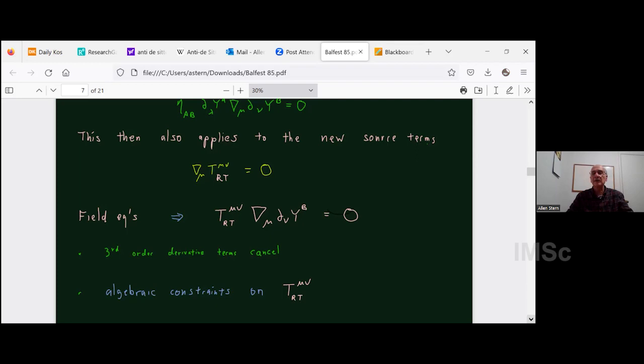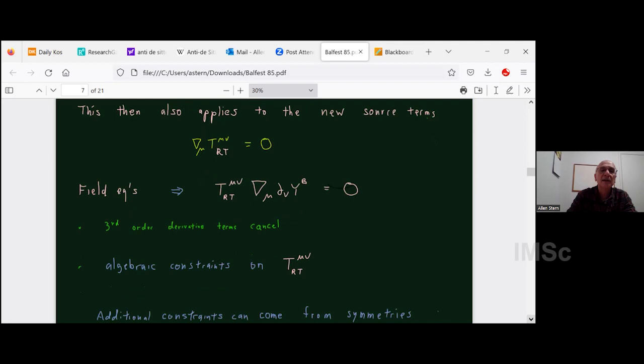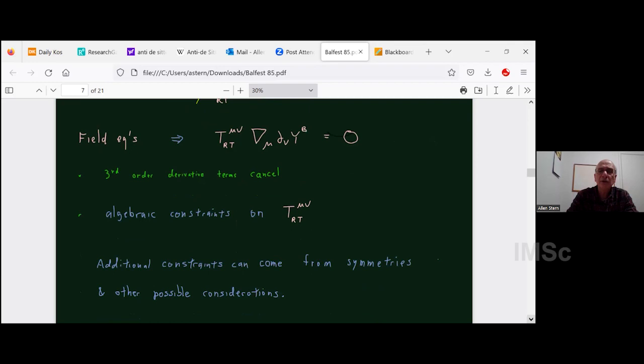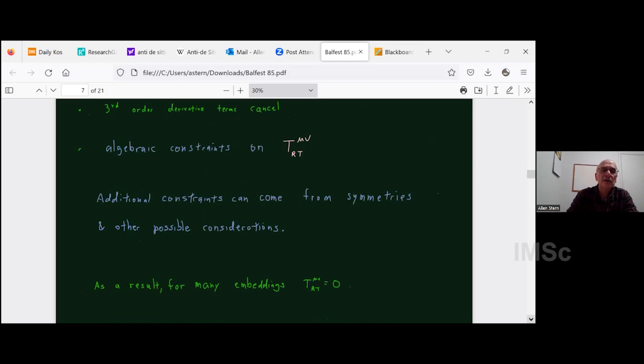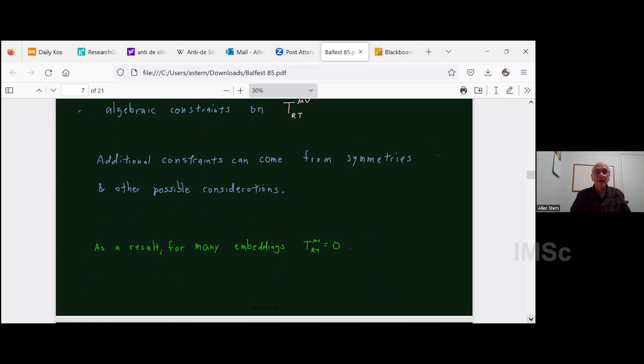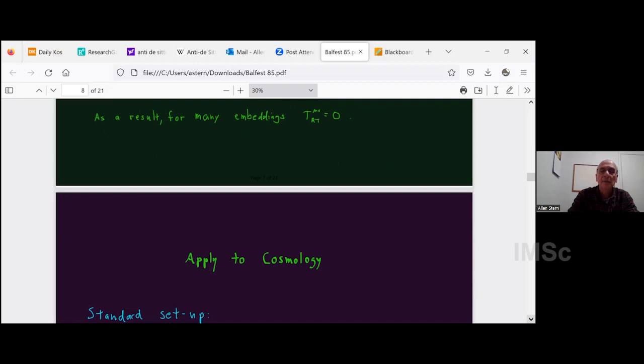Okay, and as I said, this equation puts constraints on these source terms, TRT, and additional constraints can come from symmetries and other possible considerations. So there are lots of constraints on the source term, and as a result, what we seem to find is that for many embeddings, in fact, most embeddings that we tried, the source term is actually zero, and so the field equations, these Regge-Teitelboim field equations, collapse to the standard Einstein equations. But I of course want to look for cases where the source term is not zero.